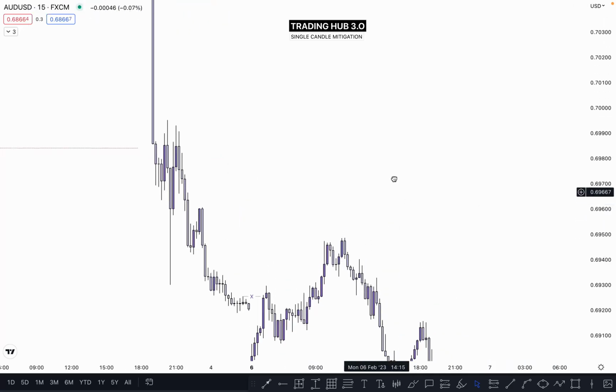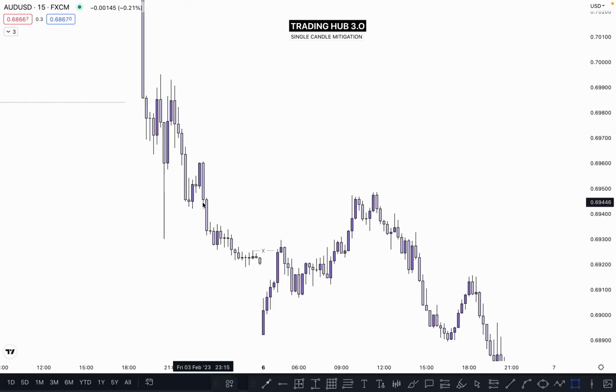Look at this picture very clearly. This one is our first order block after taking out the inducement. If price taps here, then definitely we are looking for a sell here. This one is our first POI when we are looking for sell, and the next one is our extreme.